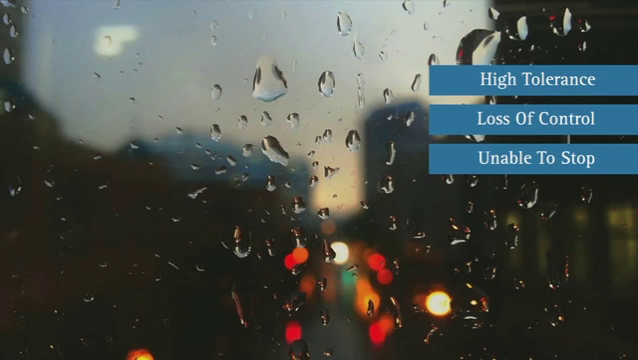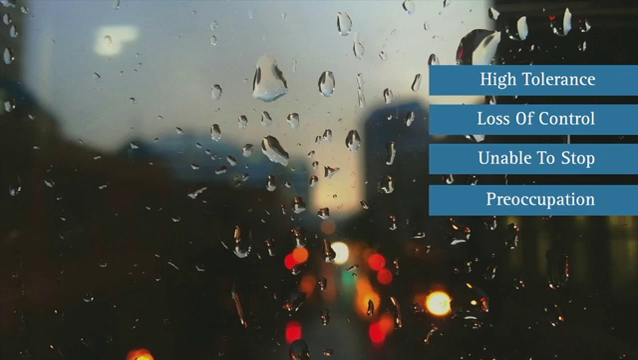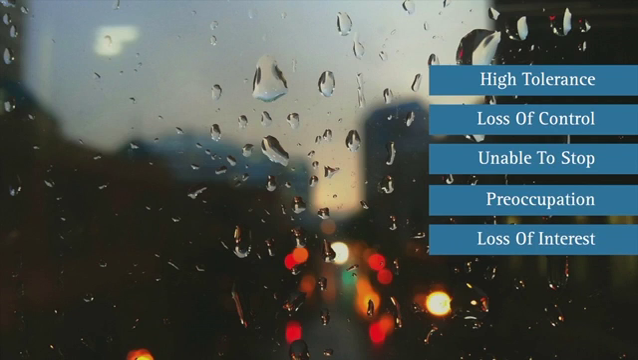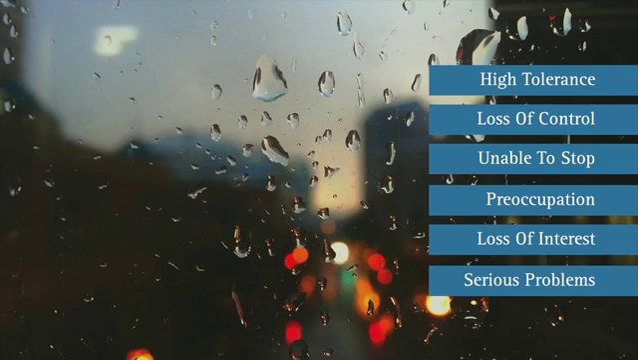They have a hard time cutting down or stopping, even when they want to. There's a preoccupation with drinking, symbolized by spending a lot of time, money, and energy getting alcohol and recovering from hangovers. They may no longer participate in activities that they used to care about, such as work advancement, sports, investing in family, or their non-drinking friends. They keep drinking even though it causes them serious legal, financial, and family problems.